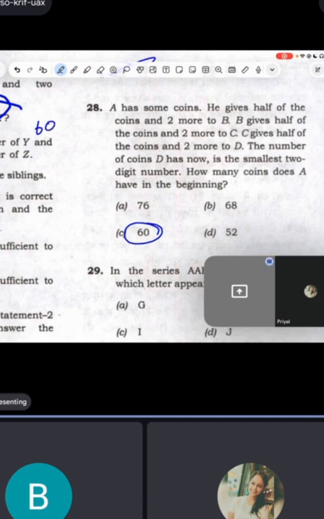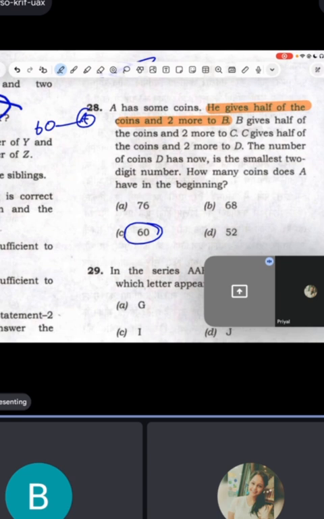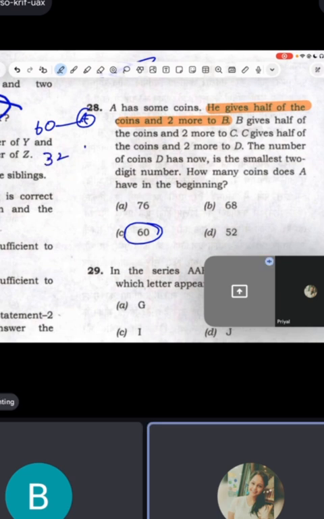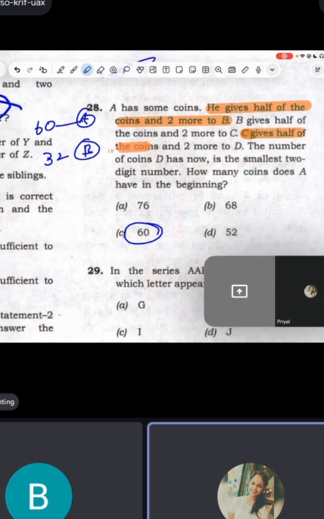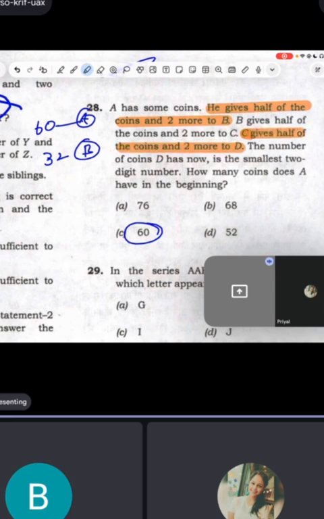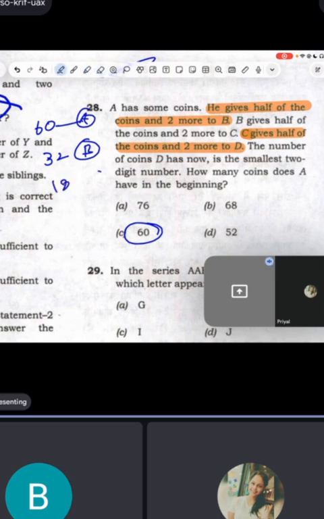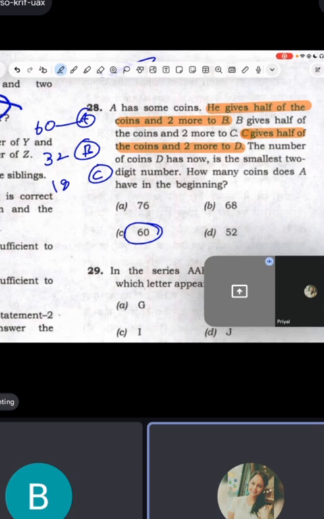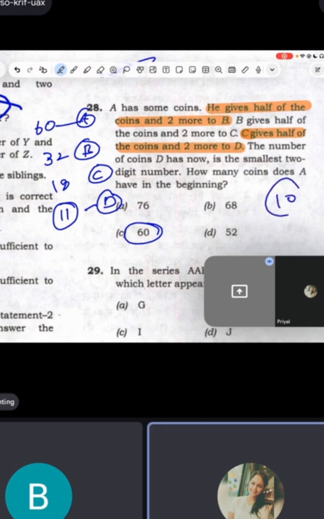Suppose this person first has 60. Now he gives 32 to B, half and two more. Then B has 32, and gives 16 plus 2, 18 to C. Then C gives again, and here 11 to D. But here it should be the smallest two-digit number, that is 10.